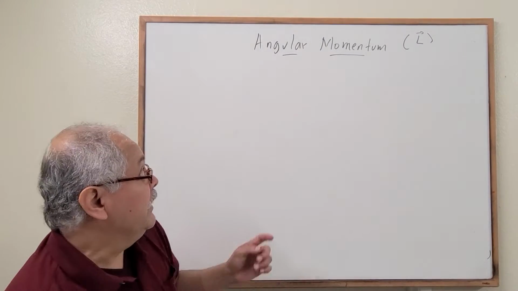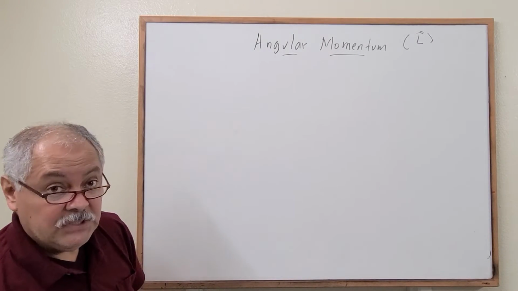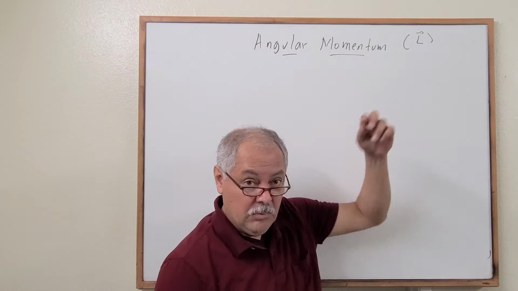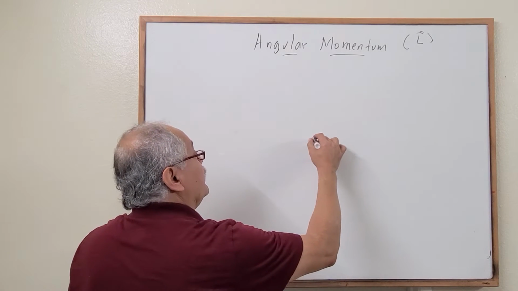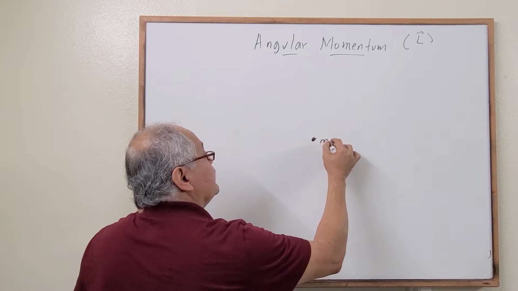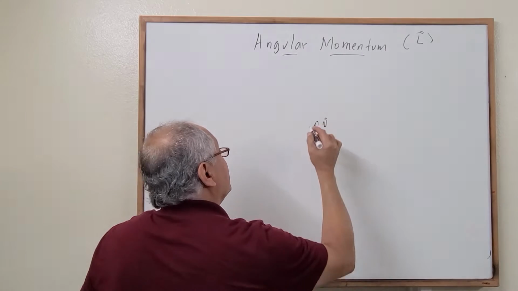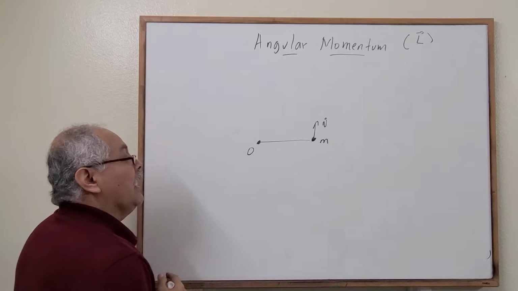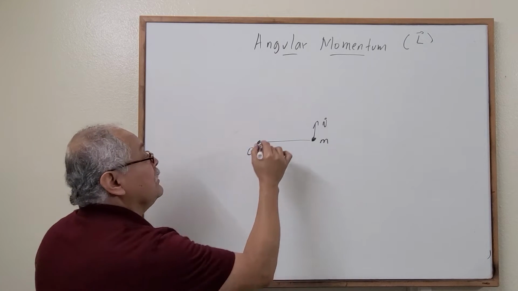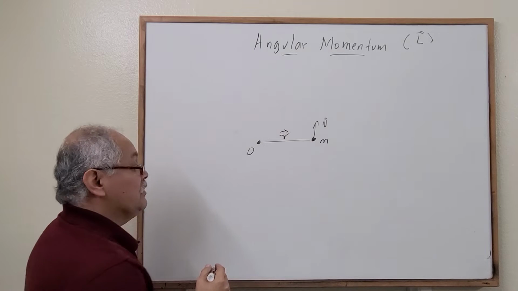Okay, let's go for the next topic. It's going to be angular momentum. That's the symbol for angular momentum. Imagine that we have a particle moving at this instant with some velocity, relative to an observer, an origin at that position. Let's call this the vector position.